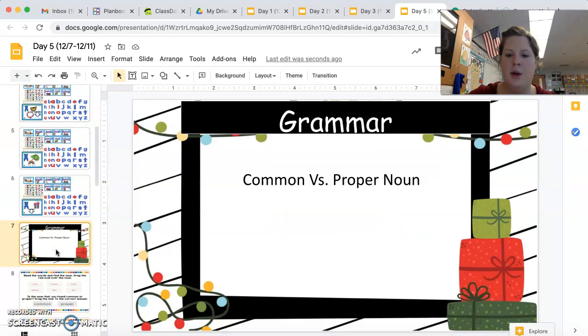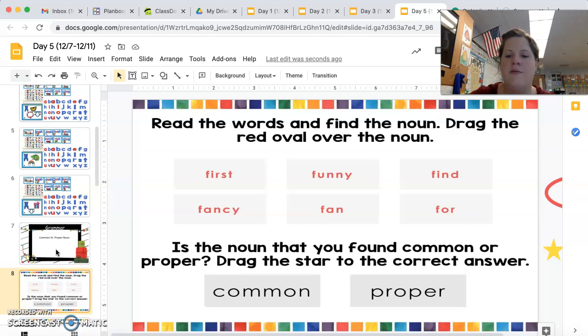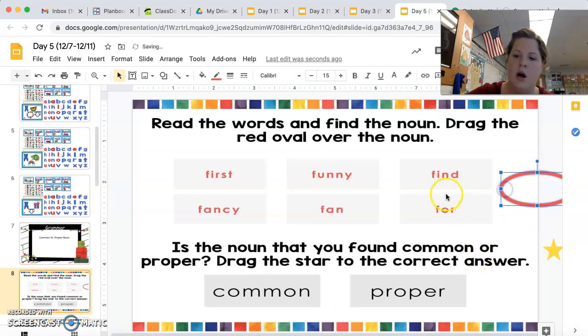Okay, common versus proper nouns, okay? It says read the word and find the noun. Drag the red oval over the noun. So here is the red oval. So you're going to read all of these words, and you're going to find the one that is a noun. A reminder, a noun is a person, place, thing, or animal. Okay, person, place, thing, or animal. So look for one of those words. We have first, funny, find, fancy, fan, or for.